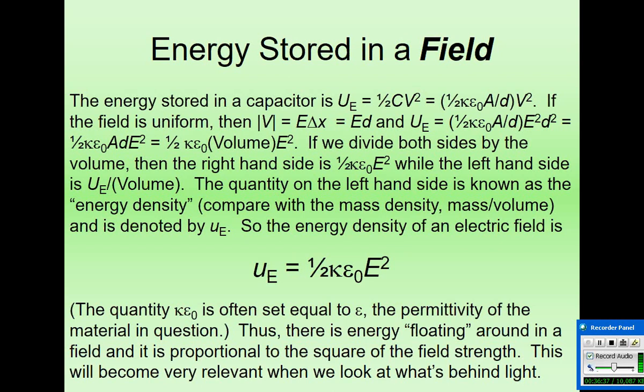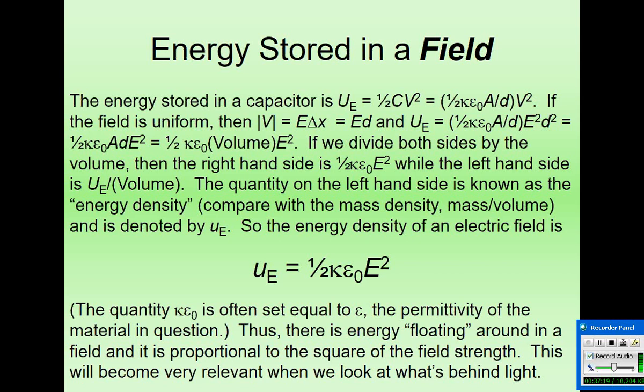And so I can say 1/2 kappa epsilon naught A over d times the square of the voltage. We're also going to take advantage of the fact that between the plates of the capacitor, the electric field E is uniform. And the electric field for a uniform situation is voltage over distance. So in this case, the distance is simply the gap from one plate to the other plate, which is little d. And so the voltage difference from one plate to the next plate is the electric field strength E times little d.